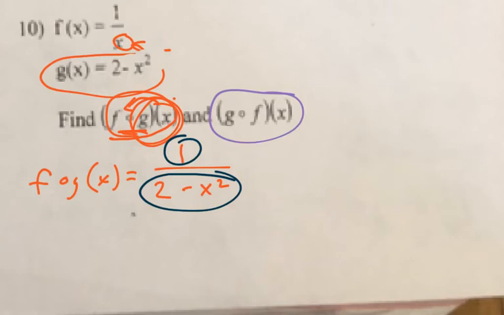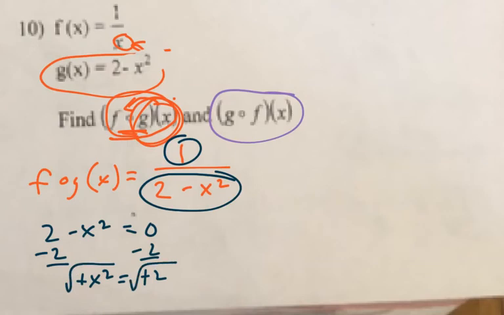So basically, I'm going to take 2 minus x squared and solve it for 0 to see where it can't work. If I subtract 2 from both sides, negative x squared equals negative 2. Let's go ahead and do a negative on both sides. And now we can take the square root. So x could be positive square root 2 or negative square root 2.